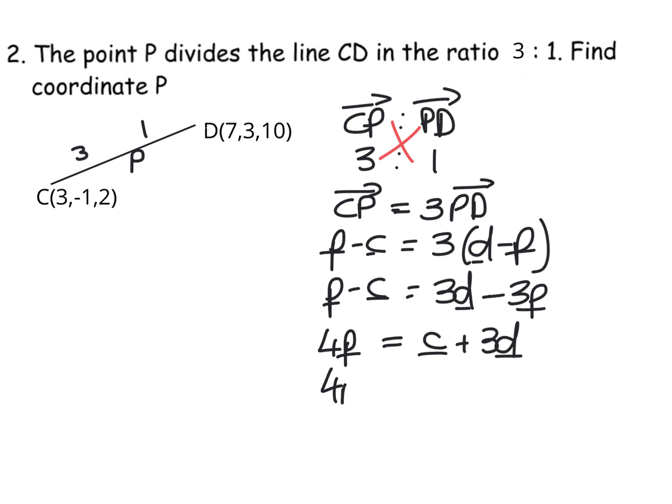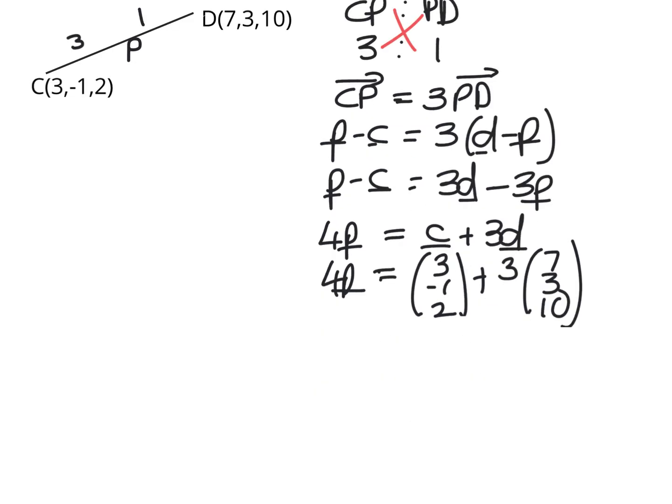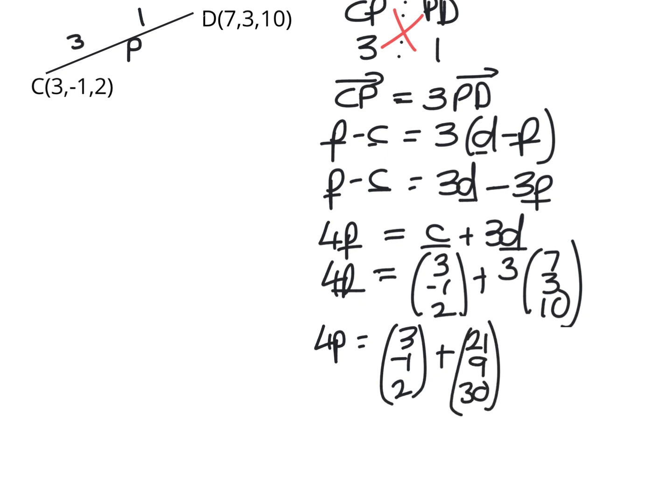We're now good to plug in some numbers. So C was 3, negative 1 and 2, and we've got 3D, so we've got 3 of 7, 3 and 10. So 4P equals 3, negative 1, 2 still, plus 21, 9, 30, which gives us 3 plus 21 is 24, minus 1 plus 9 is 8, 2 plus 30 is 32.